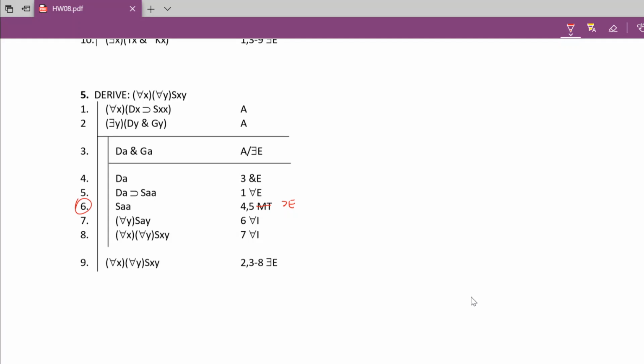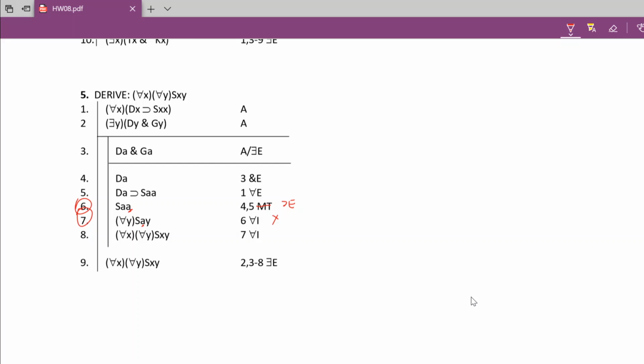Let's look at line 7. We have SAA, and then a universal introduction on one of those A's. So this is seriously problematic. There's a couple of problems here. A is actually a name that is in a live assumption, so we can't do universal introduction on it. Also, when we do universal introduction, we have to replace all occurrences of the name in the sentence with the variable of the universal quantifier we're going to introduce. But here's a residual A. That's not allowed. So this violates both provisos on universal introduction.